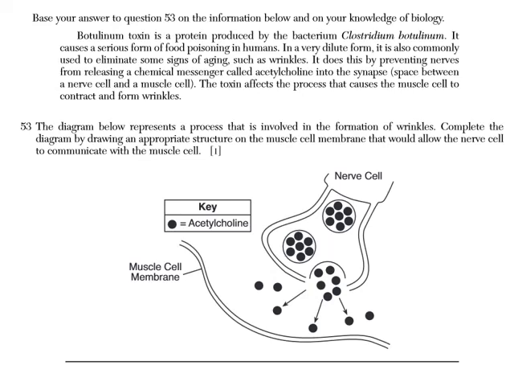The diagram below represents a process that is involved in the formation of wrinkles. Complete the diagram by drawing an appropriate, okay, so I'm going to underline drawing because we should be drawing something, an appropriate structure on the muscle cell membrane, okay, muscle cell membrane, that would allow the nerve cell to communicate with this muscle. Okay, so we have a nerve cell.